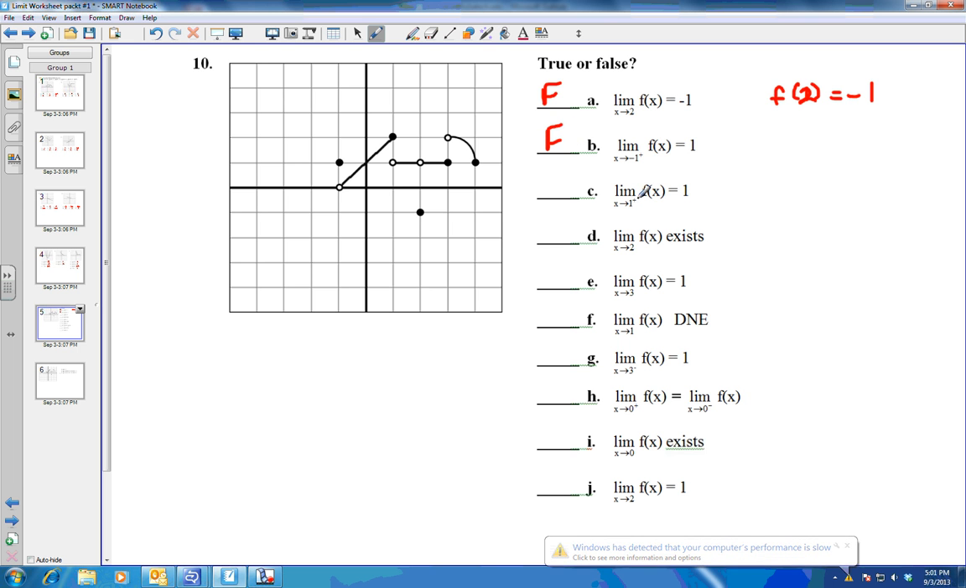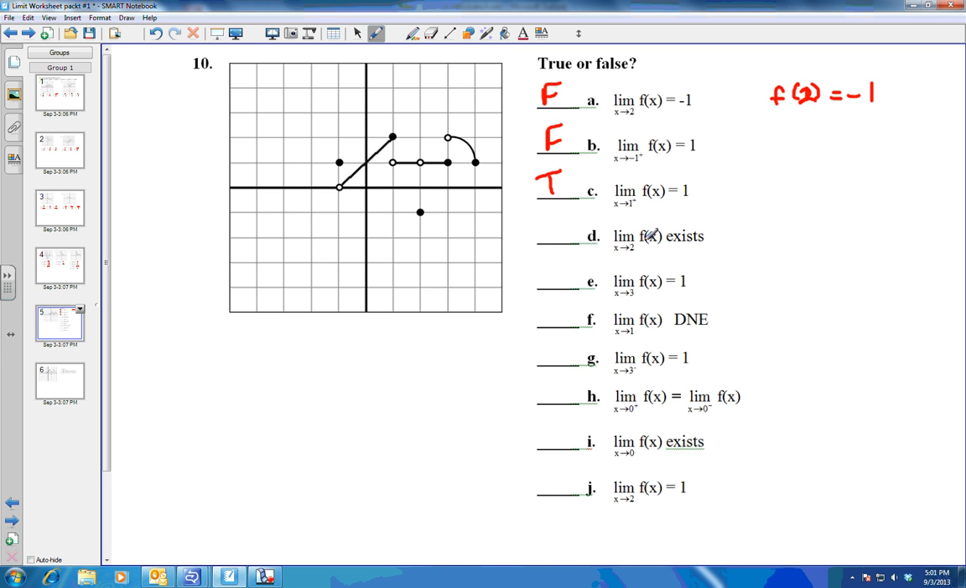The limit as x approaches 1 from the right-hand side. I'm going to come in from the right. Here is 1 finally. So from the right-hand side, my limit is 1. So that is true.